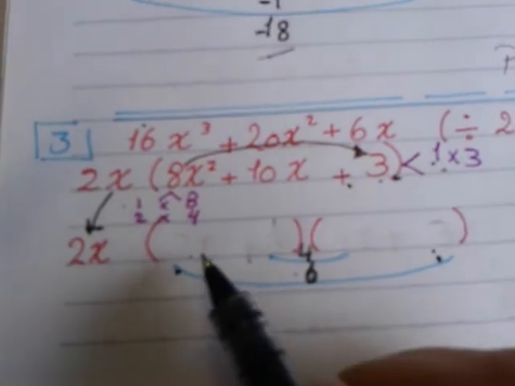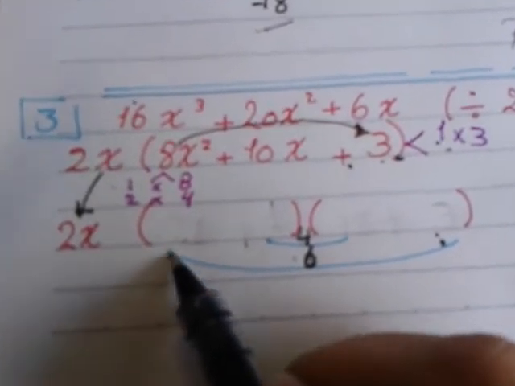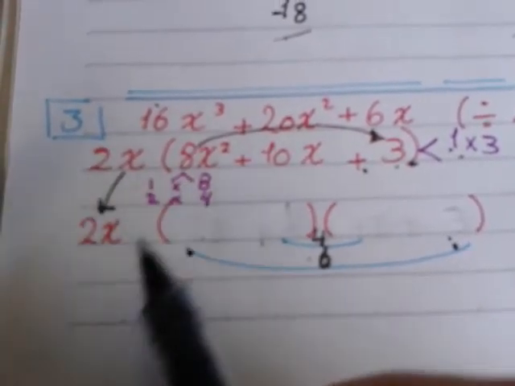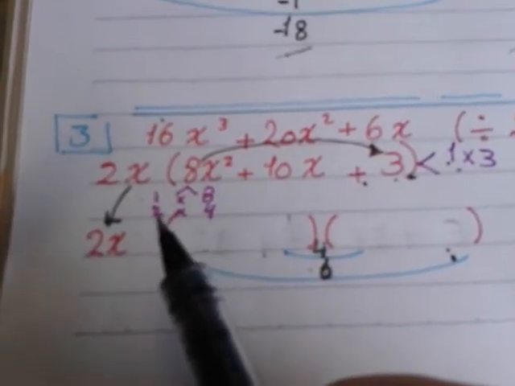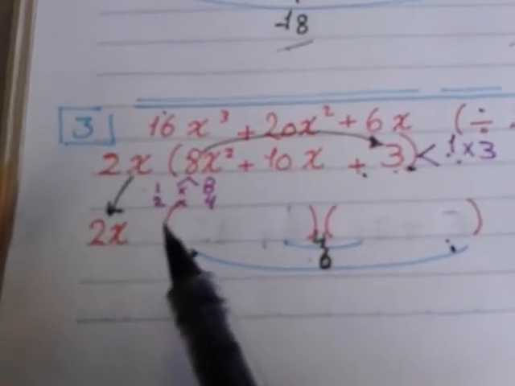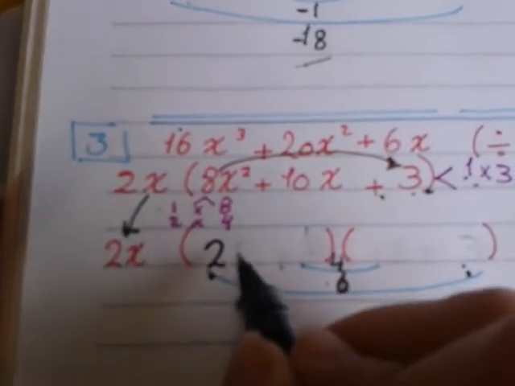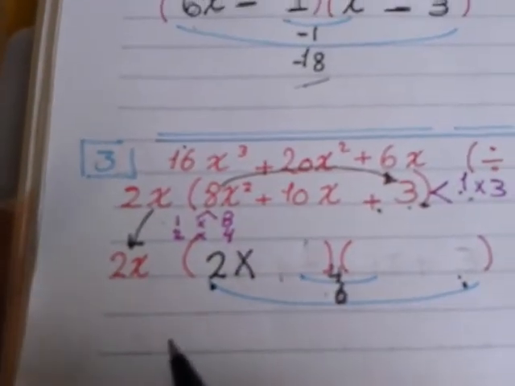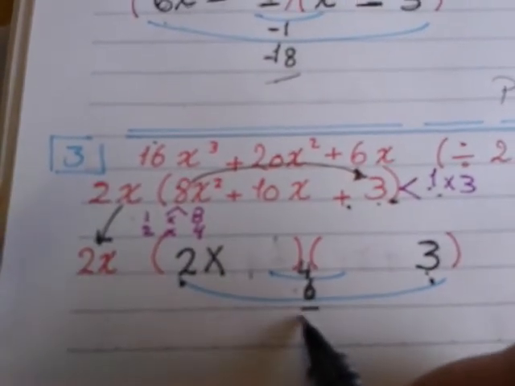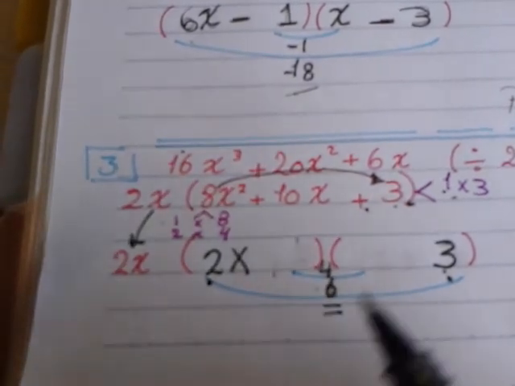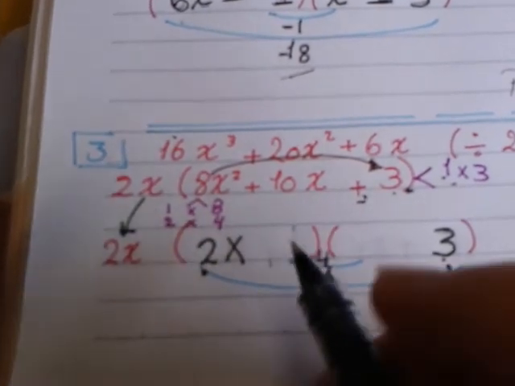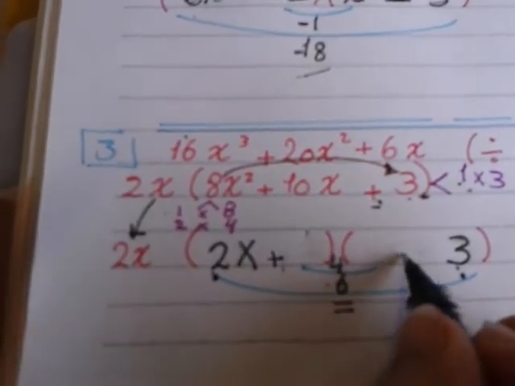Can I put here 6? I have to put here one of the factors of 8x squared. Do you have 6 here? No. I can put a number times a number that equals 6. From the factors here, you can only put here 2, because 2x multiplied by 3 equals 6. And don't forget, the sign in the middle is positive, so take the middle sign in the two brackets, plus and plus.